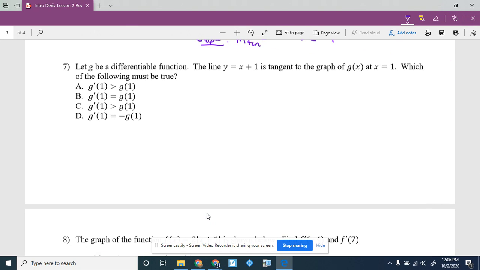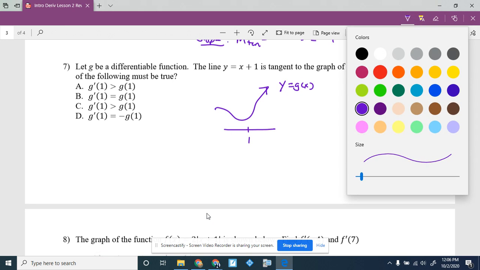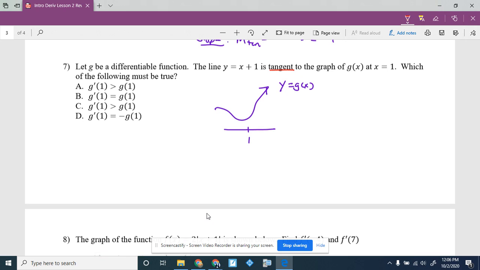All right, 7 says let g be a differentiable function. That just means we can take the derivative of g, right, at any point x. It says the line y equals x plus 1 is tangent to the graph of g at x equals 1. So very similar to what we did before, they're just not giving you the graph. So if I wanted to sketch a graph of g of x, I don't know what it looks like, but it doesn't really matter, right? And then over at 1, go ahead and chuck in a tangent, right? Something like that. And I know that this tangent is the equation y equals x plus 1.